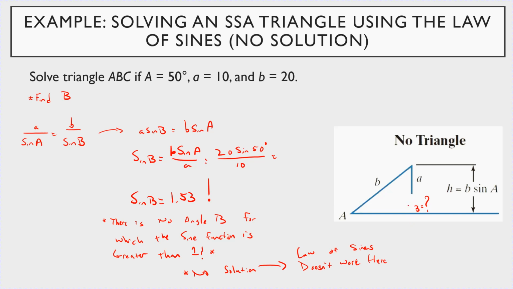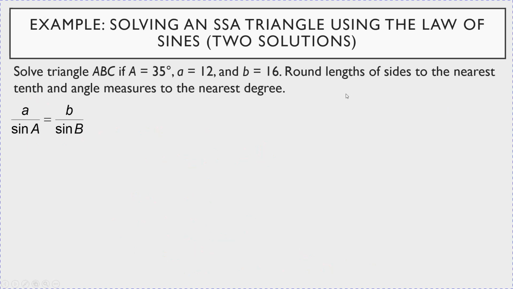All right, the next case is the harder case. It's when you've got two triangles, and I'm going to help you recognize when to see that. So let's solve triangle ABC. If A is 35 degrees, a is equal to 12 and b is equal to 16. It says round the lengths of the sides to the nearest tenth and the angle measures to the nearest degree.